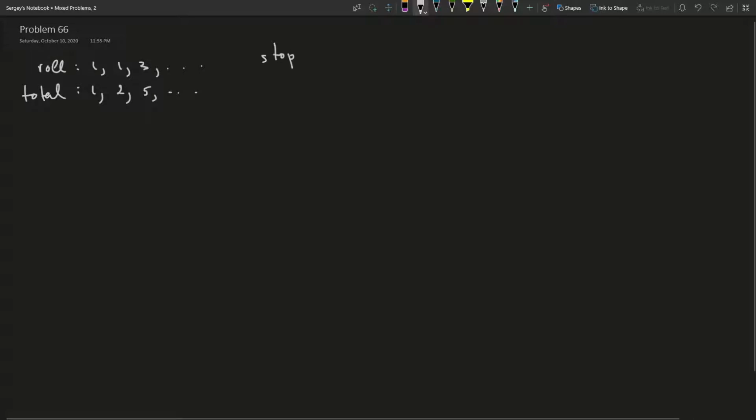In this problem, we're told that a fair die is rolled repeatedly until the running total is at least 100. So the first roll might reveal a 1, second roll a 1, third roll a 3, etc. And the running total after the first roll would be a 1, after the second roll would be a 2, after the third roll would be a 5, and so on. And this process stops when the running total is at least 100. And we're asked to find the most likely running total after the process has finished.